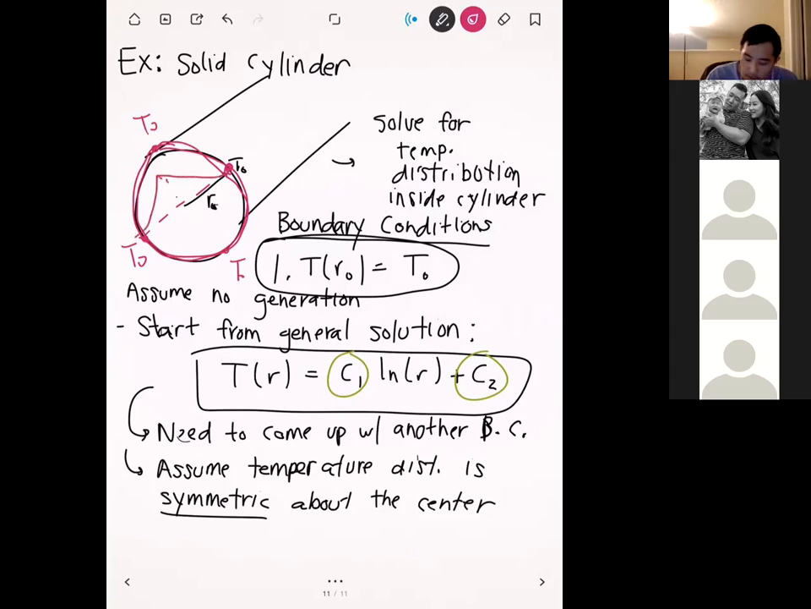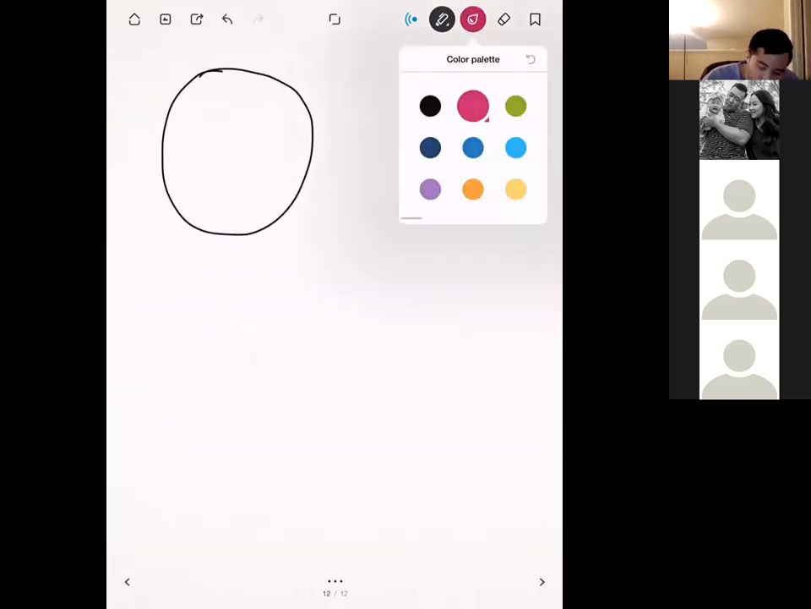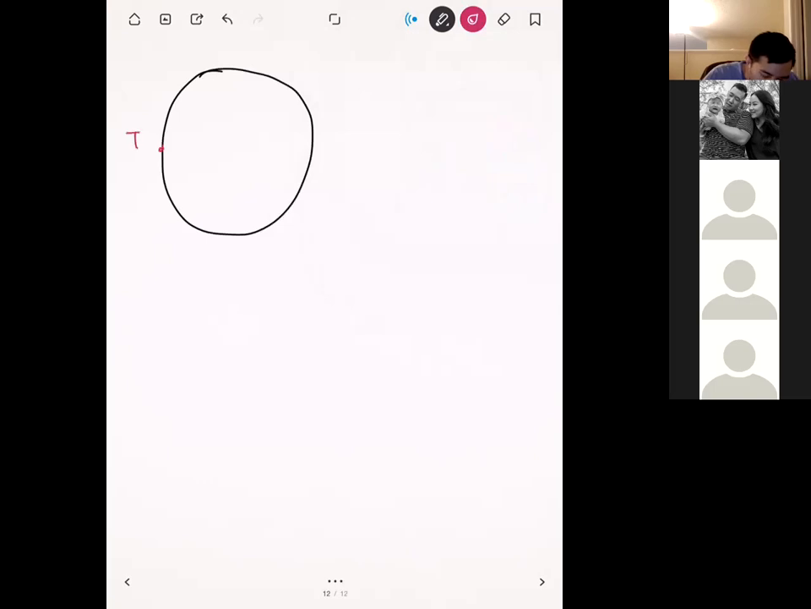And so let me actually draw that on the next page. Okay, and so we have a cylinder like this. And we know that the outer temperature here is T naught, which is going to be the same as the outer temperature here, which is T naught. If we want to draw how the temperature evolves from one side to the other side, it maybe looks something like this, right? Where the temperature reaches either a local max or a local min in the center of the cylinder.